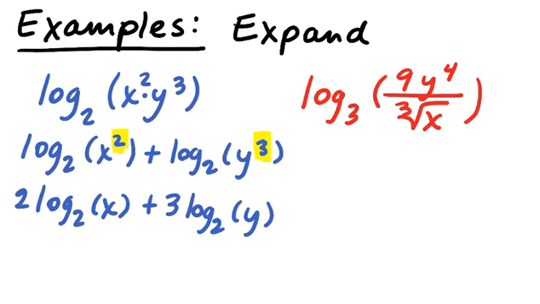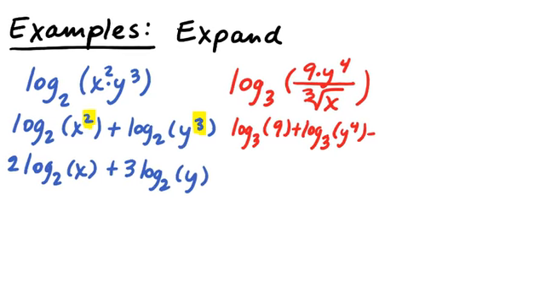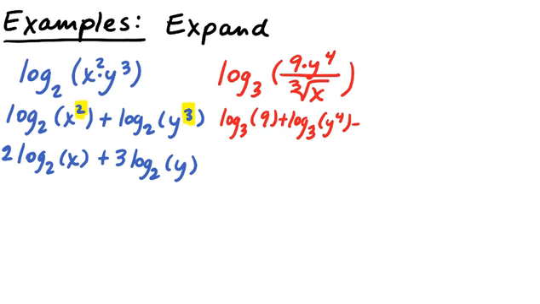All right, and then the one on the right, I've got multiplication here, but then division. So I'm going to need to write small also. I'm going to have the log base 3 of 9 plus the log base 3 of y to the 4 minus, I need this a little smaller, minus the log base 3 of the third root of x.